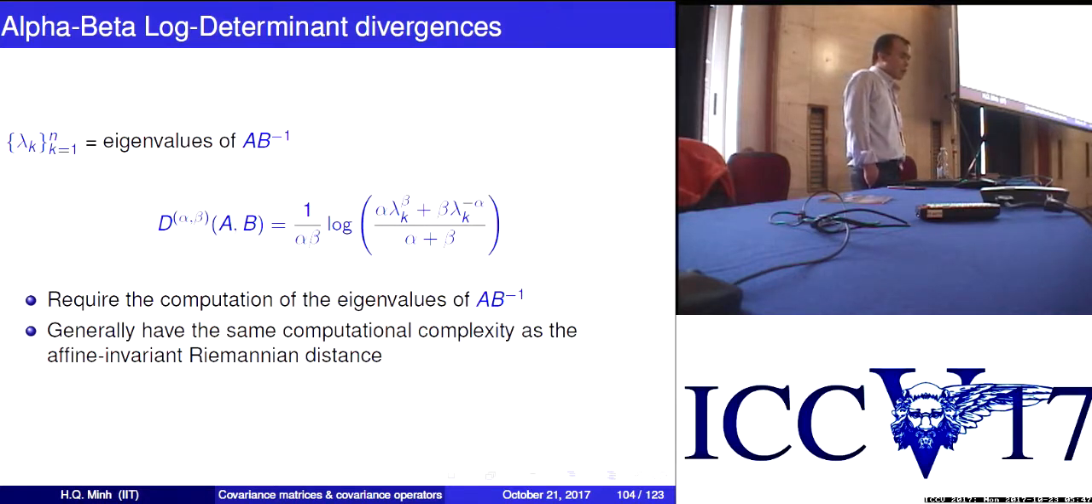As I said, this has not been used so much in practice. I have seen some work, but not so much yet. It has the same computational complexity as the affine invariant distance, so in general it's quite expensive to compute as well. But these have all been generalized to the infinite dimensional setting, so I will talk about some of these in the second part of the talk. This is the finite dimensional setting, so I think many of you have seen almost everything already. There's nothing really new here.